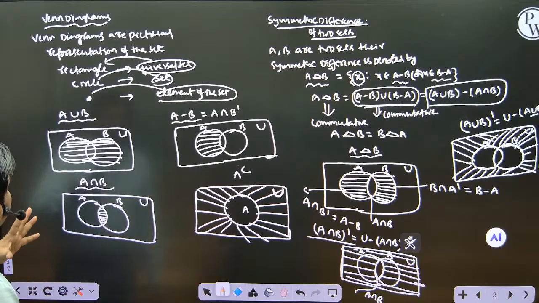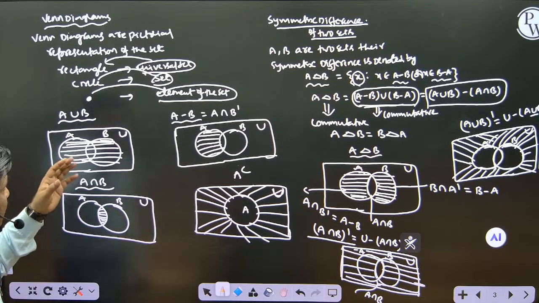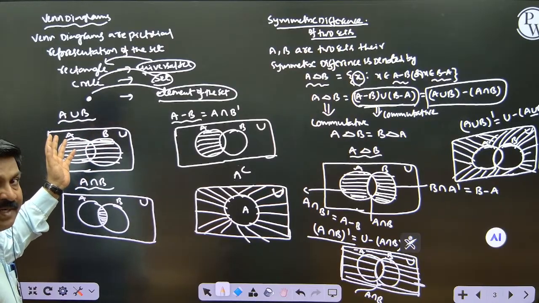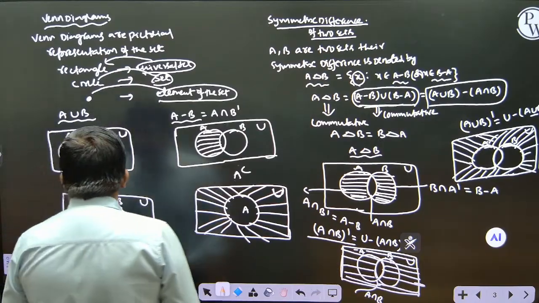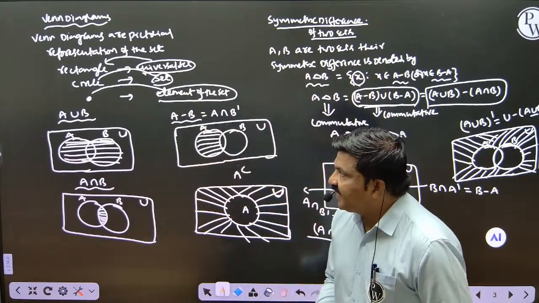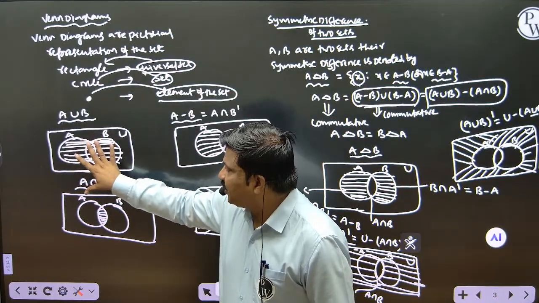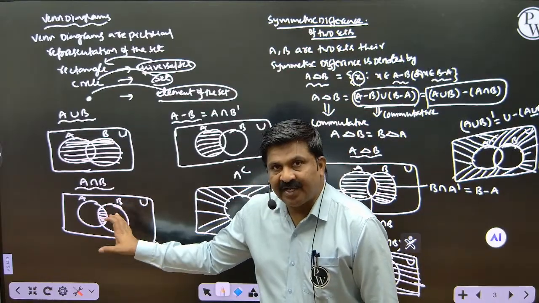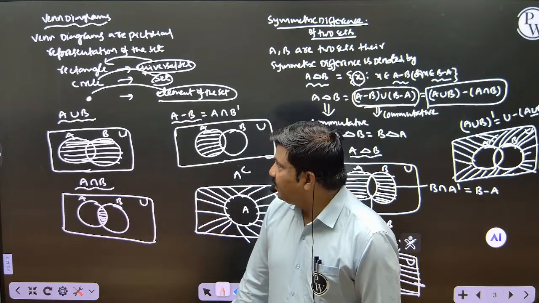Again I will tell you, Venn diagrams are pictorial representations of sets. So how are you going to represent them? The universal set is always represented by a rectangle, any set is represented by a circle, and elements of the set are represented by dots. A union B means what? Adding of set A and set B. That's why this total is shaded. A intersection B means what? Commonality of two sets. That's why I shaded only the common part of A and B.